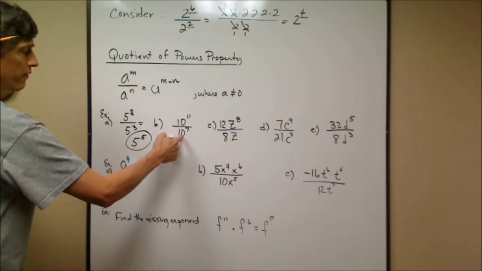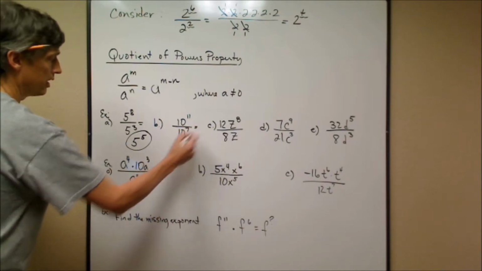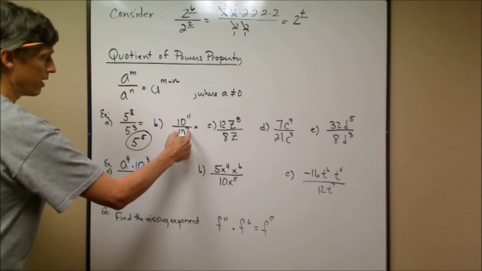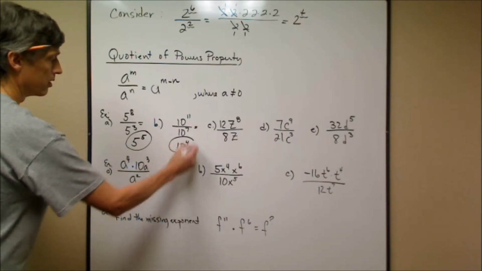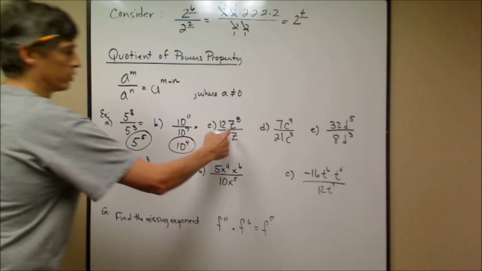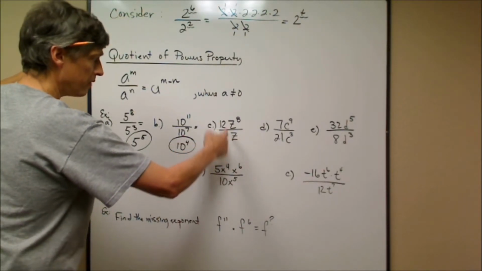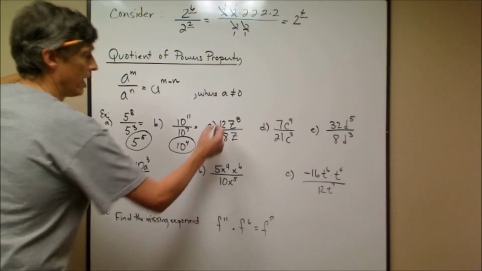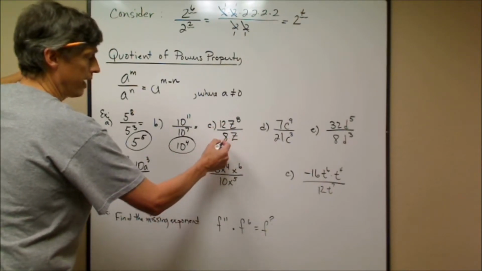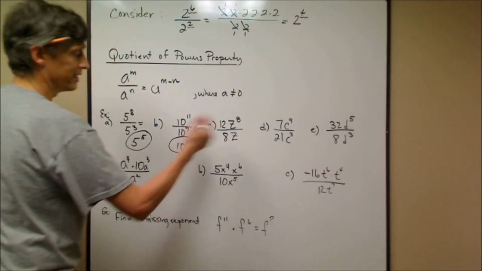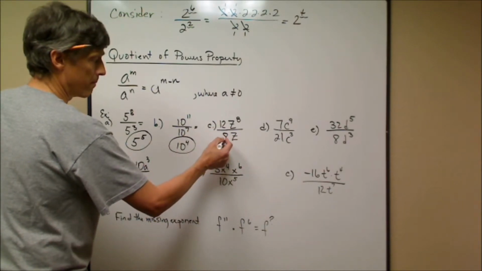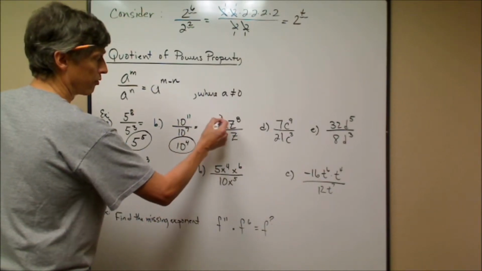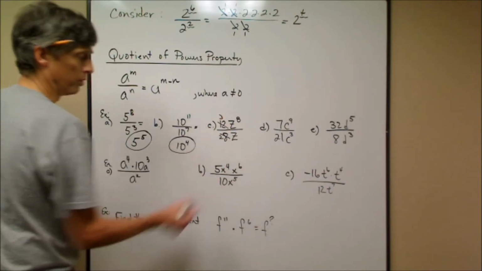10 to the 11th divided by 10 to the 7th is 10 to the 11 minus 7, 4th power. Now this one's a little trickier because I've got coefficients here that I have to deal with along with the variables. I can see that I have a 12 and an 8, and just like with a regular fraction that simplifies, I can divide top and bottom by 4. This would be 3. This would be 2.